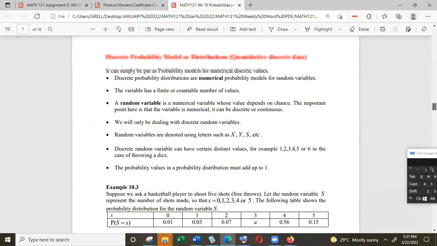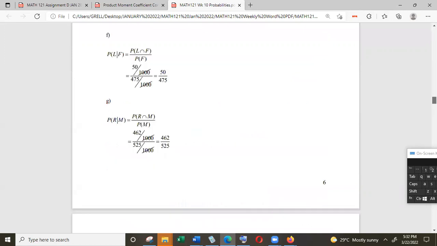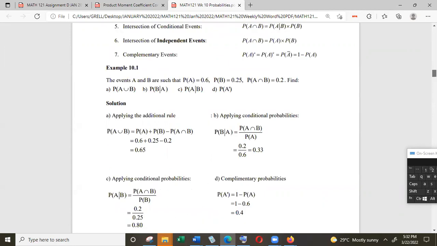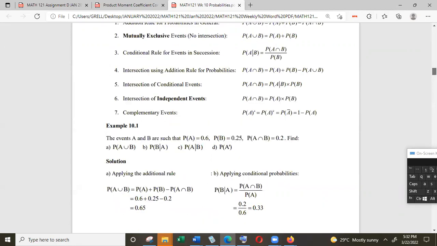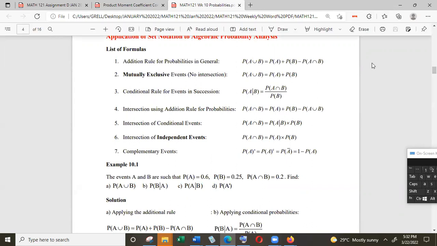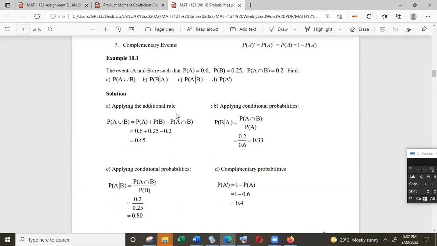It would be good to look at the video that was previously made. Here they are. We must make use of those formulas. Algebraic probability analysis, here it is. So here are examples very similar to number 7, 8, 9, and 10, as you can see.